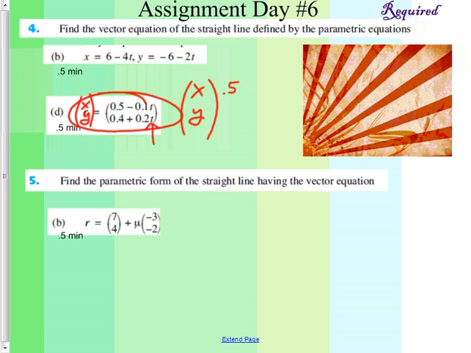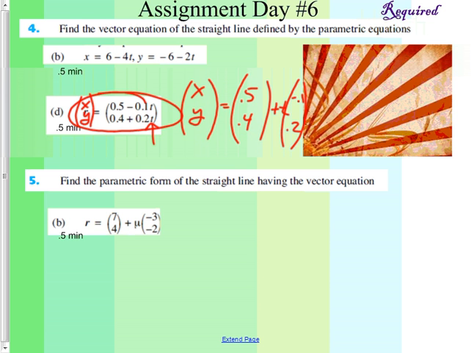Okay, so I need a starting point. What's my starting point for part D there? 0.5 and 0.4, good. And then I need my lambda, but in this case, what's the lambda? T. And then I need my directions on which way to go. And what would they be? Negative 0.1 and positive 0.2. There we go. There, that's in vector form.